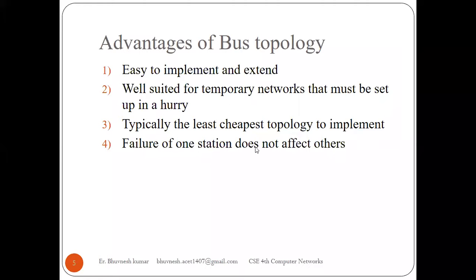Failure of one station does not affect the others. If your node breaks, then the remaining nodes can communicate. If your backbone breaks, the whole segment is broken.